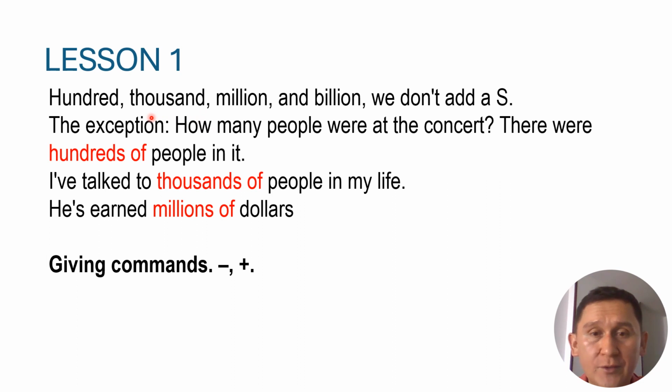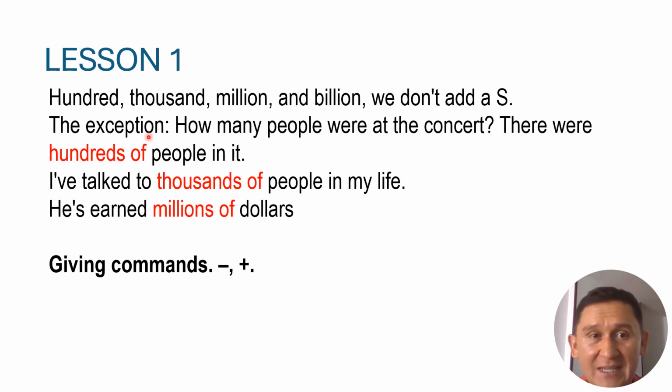So, when we are talking about numbers, we do not have to add s or pluralize these words. We are just going to say something like 300. We are not going to say 300s. 3,000. We are not going to say 3,000s. 7 million. We do not have to say 7 millions. The same thing with billion.